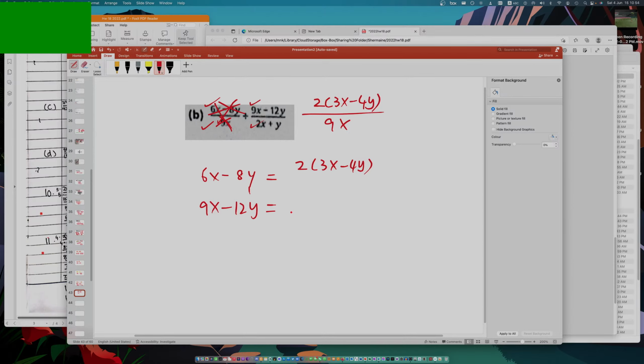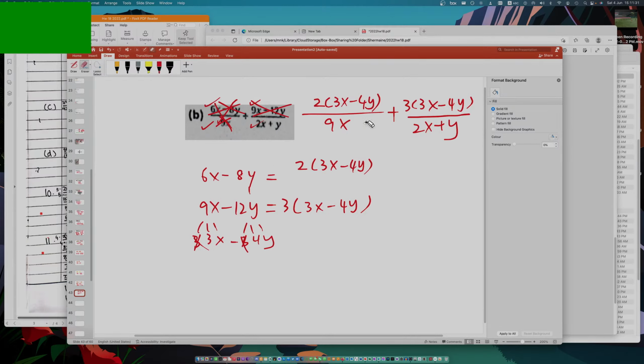Take out what? 3. Okay, good. Take out 3. I get 3x minus 4y. Okay, good. Replace. In between, plus or divide? Plus. So 2x plus y can change or not? No. I think this is a divide, not a plus. This is a divide.